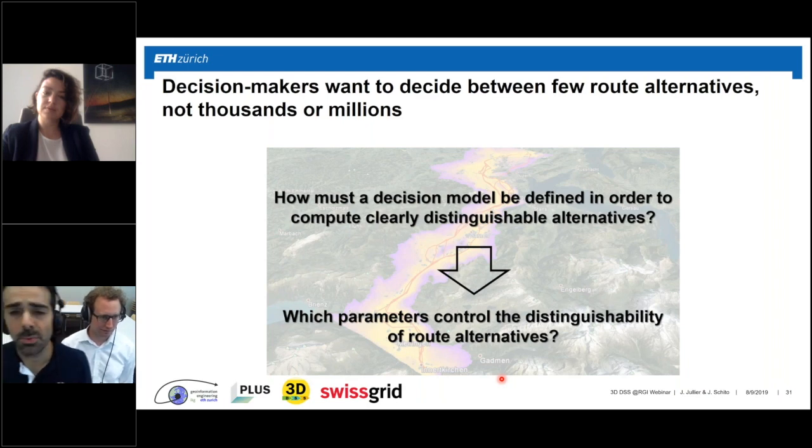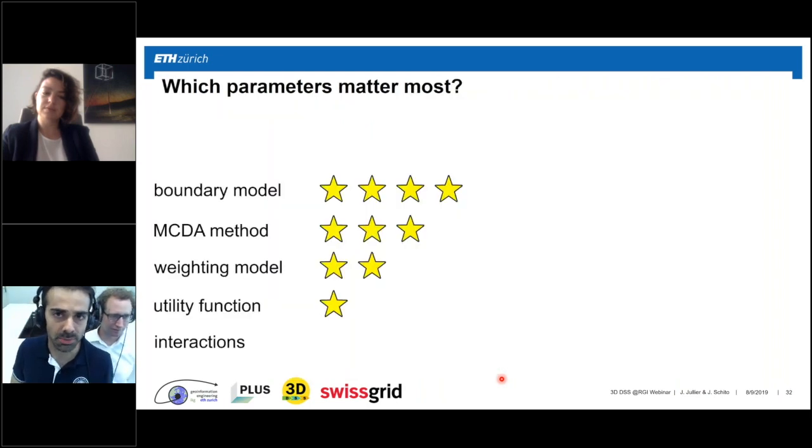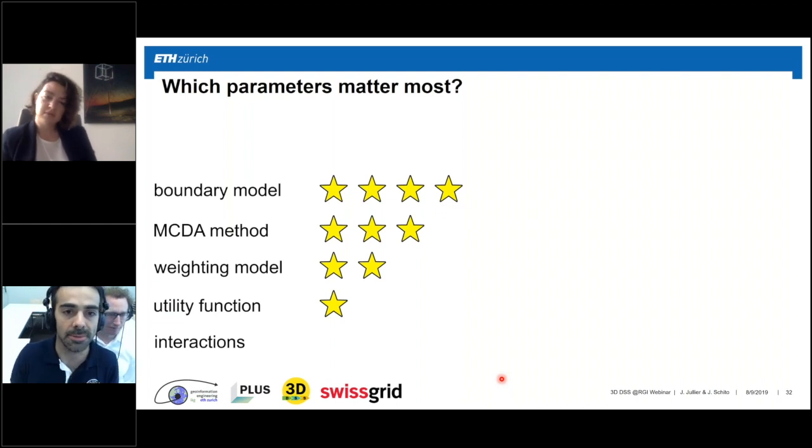So we found it out. We know that the boundary model, as I explained before, by considering either sharp edges or continuous edges, is the most influential parameter, followed by the mathematical model you apply, the MCDA method.